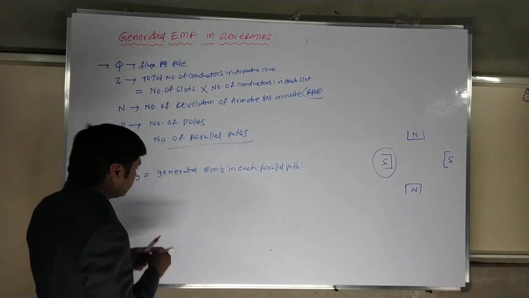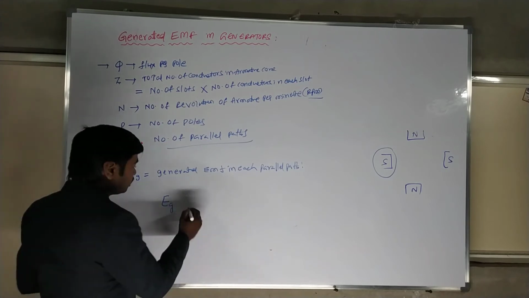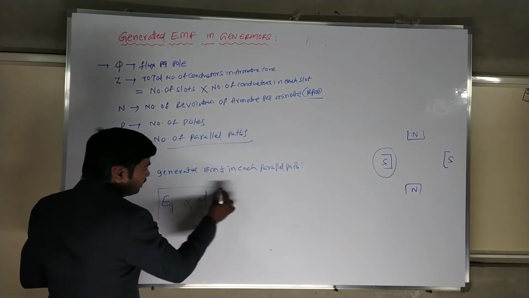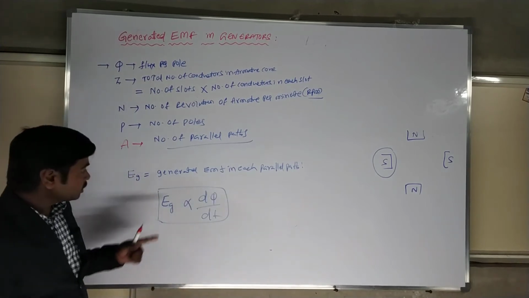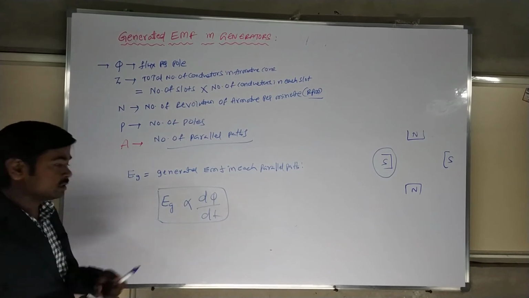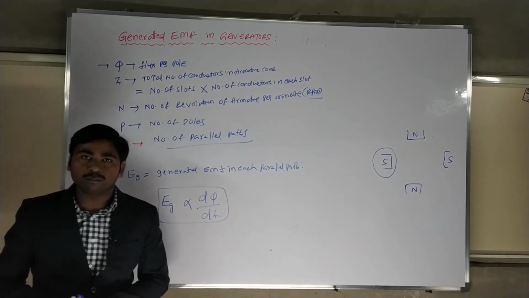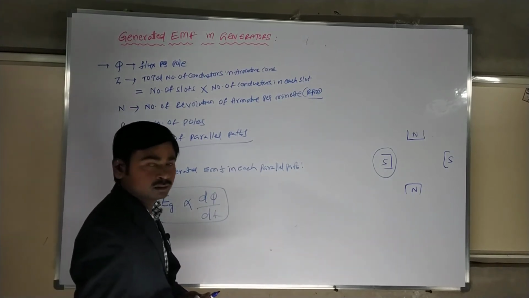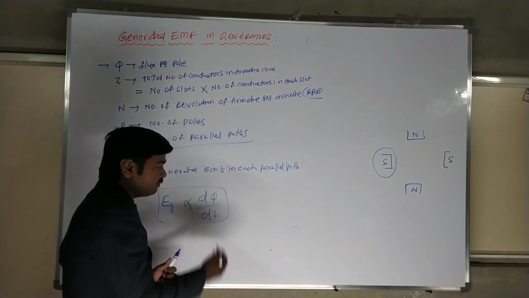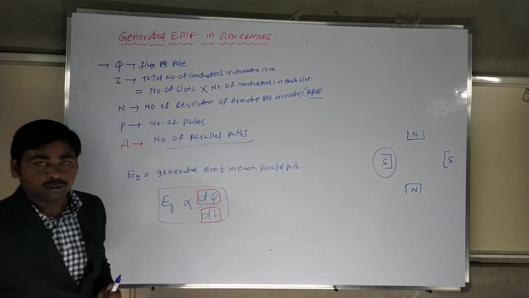I think we know the average EMF developed is proportional to the rate of change of flux. d phi by dt will take place over here. Eg is equal to d phi by dt, the rate of change of flux with time. It's very clear. So let us see one by one what exactly is going on here. This is the total flux, its rate of change with time.